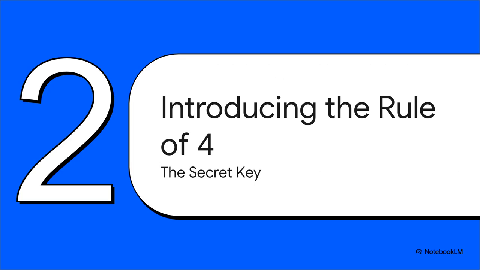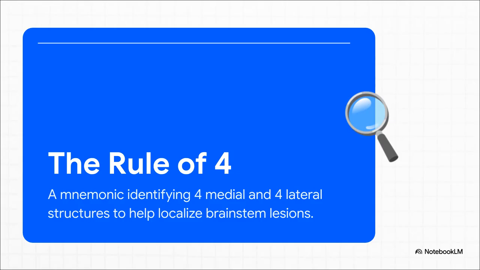So, how do we cut through all that complexity? Well, that brings us to our secret weapon, the rule of 4. At its heart, the rule of 4 is a simple, but honestly, a brilliant mnemonic. It organizes the brainstem's anatomy by identifying 4 crucial structures that run down the middle or medially, and 4 structures that run along the sides or laterally. This whole framework is what lets a doctor use a patient's symptoms to literally map the location of the lesion.